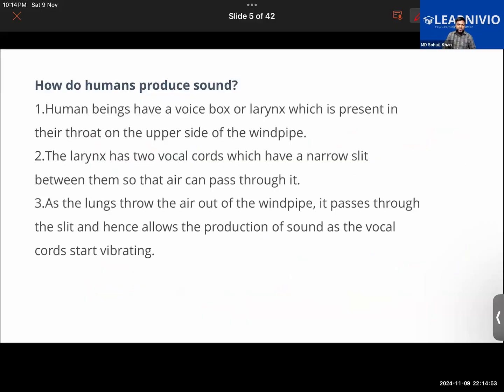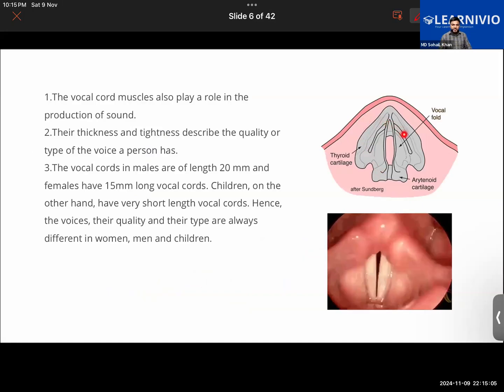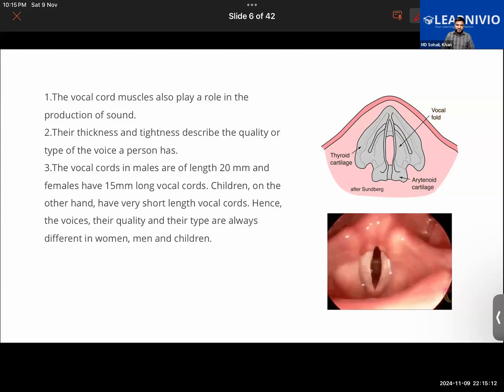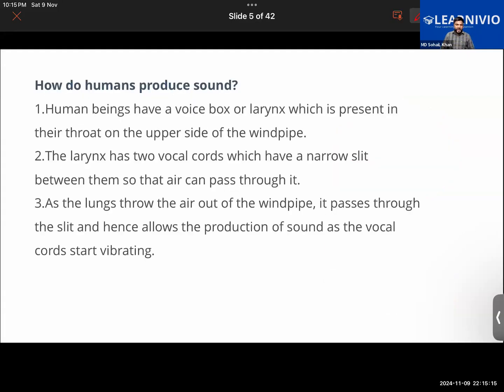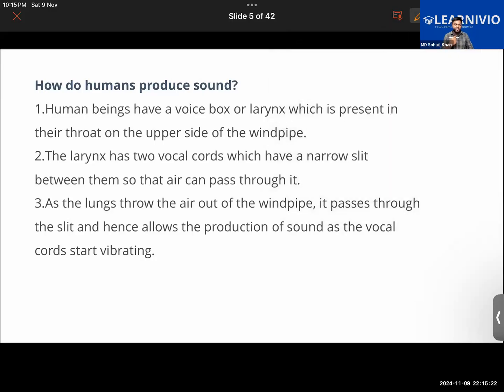A question: how do humans actually produce sound? We humans have a larynx, or the voice box, also called the Adam's apple, right? This is the voice box present in our throat, and it opens up into the windpipe. It is present on the upper side of the windpipe. It is not separate from the windpipe; it is present in the windpipe actually.